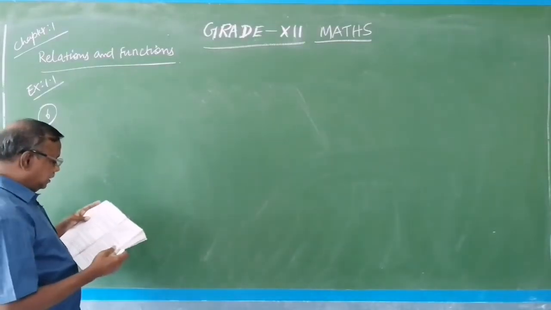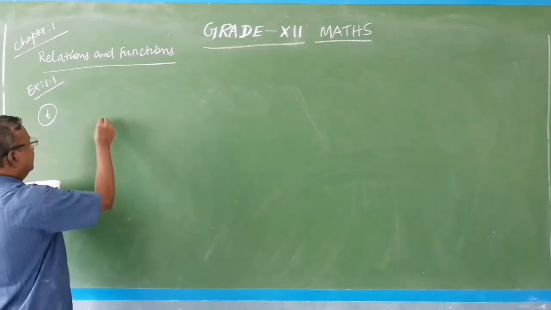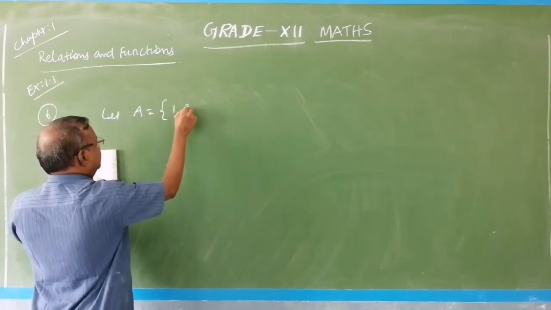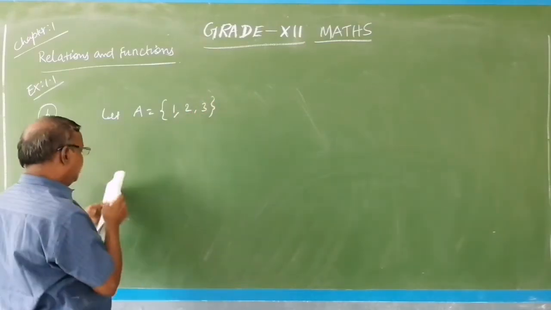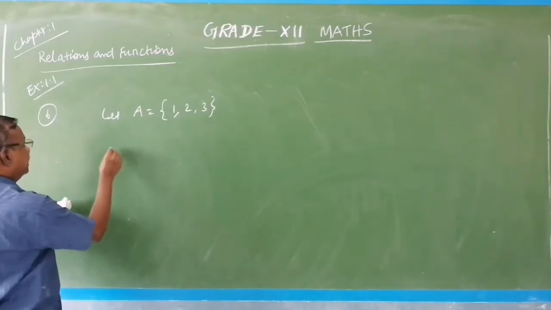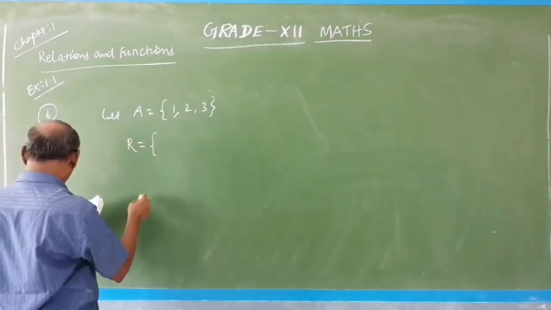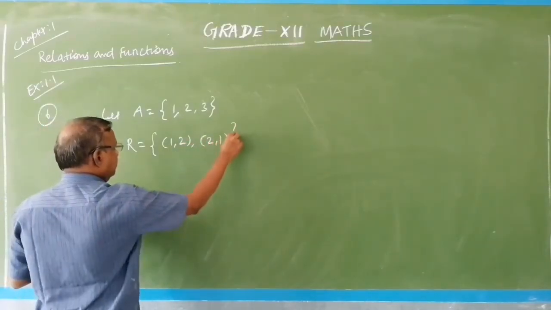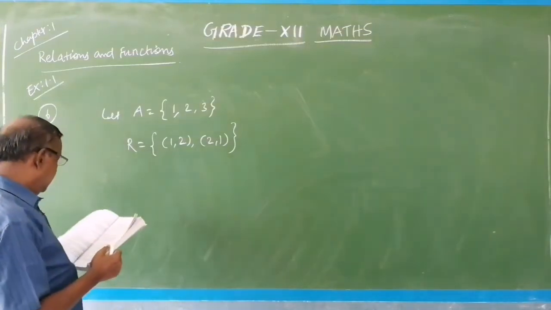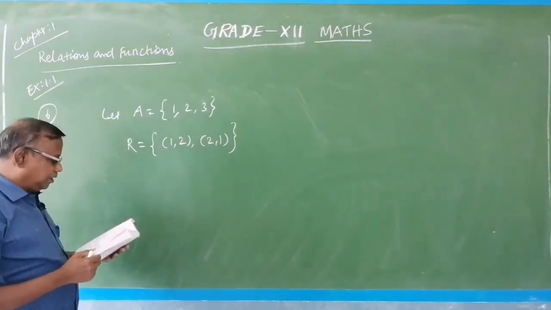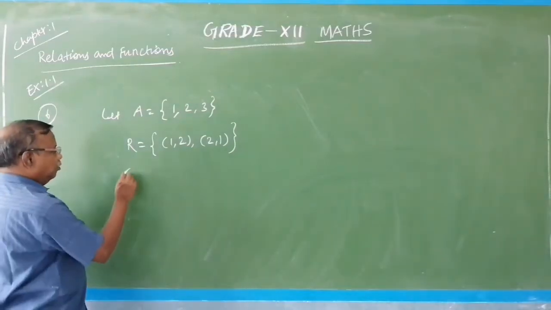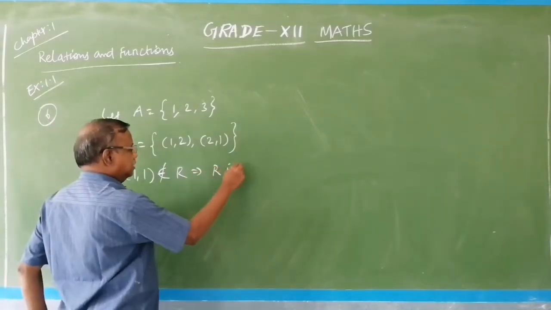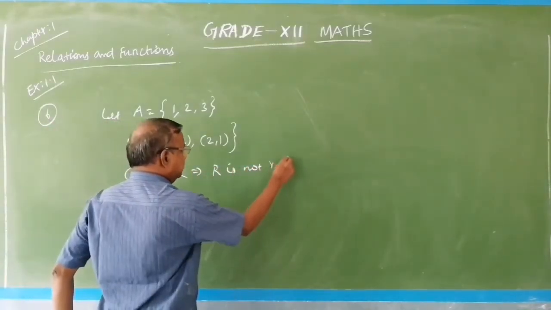Show that the relation in the set. Let us define the set A whose elements are 1, 2, 3, and the relation is given by R equal to {(1, 2), (2, 1)}. So with only these two elements, R is symmetric, but neither reflexive nor transitive. Clearly (1, 1) does not belong to R. So R is not reflexive.